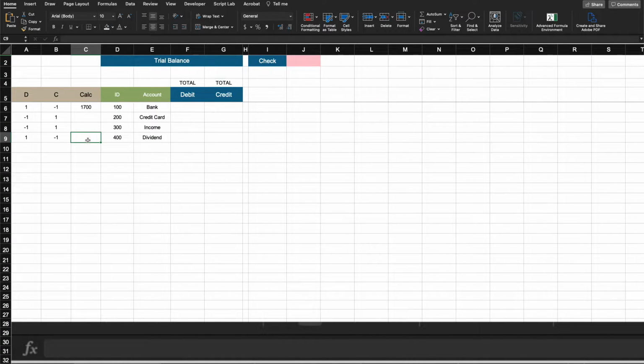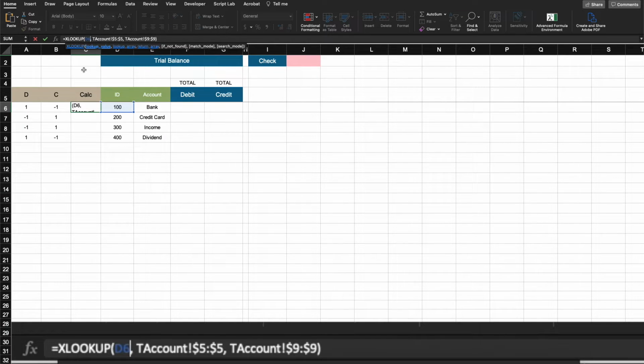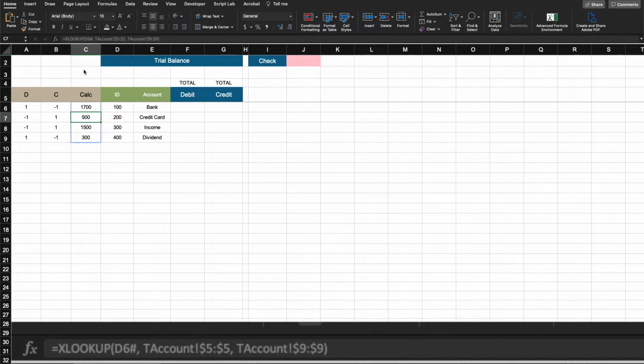Now we want to copy the same thing here. All you have to do is put the number sign after the first entry, and that will automatically update it so that it's dynamic. If more accounts are added, this formula will automatically go down. So these are our calculation values. I'm just going to change the coloring to something more distinct.